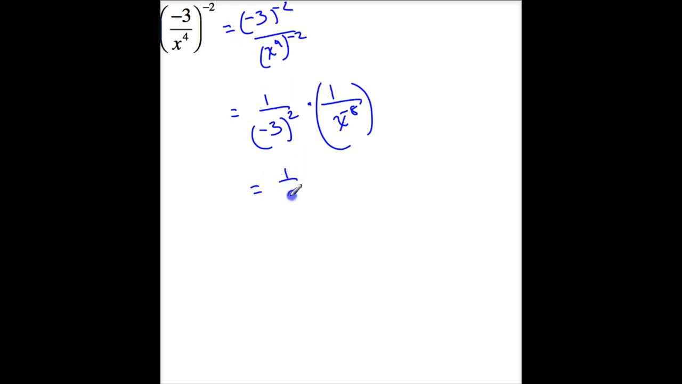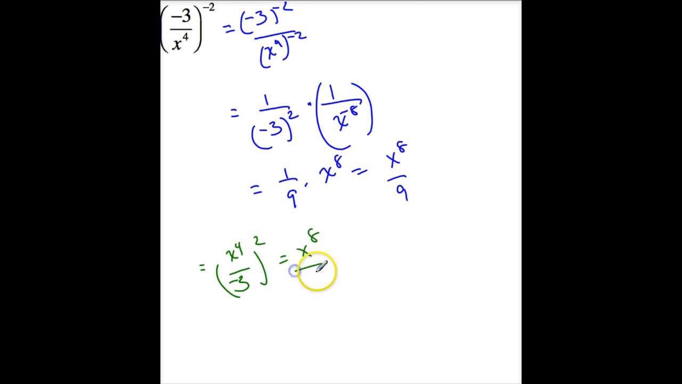So this is 1 over 9 times, what does this become? It becomes x to the 8th. So this whole thing is x to the 8th over 9. Could we have just flipped this to start with? And the answer is yes. You could have just written this as x to the 4th divided by negative 3 squared. So this is x to the 8th divided by negative 3 squared, so x to the 8th divided by 9. Boom, you're done. Don't give yourself any more steps than you have to.